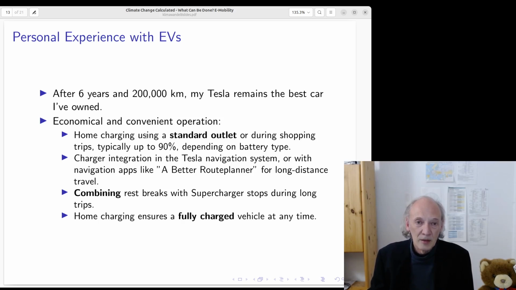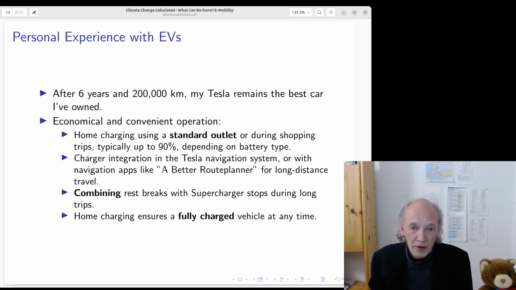I can conveniently charge it at home using a standard outlet, or charge during shopping, like at shopping malls, typically up to 90% because it's better for the battery, depending on the battery type. Also, the charger is integrated in the Tesla navigation system. So if you do long distance trips, it automatically plans the charging stops for you. It knows where all the chargers are, all the superchargers, and it also knows the occupancy because they're all connected to the internet. So it automatically routes you to the charger where you have a free charger when you come. Very convenient.